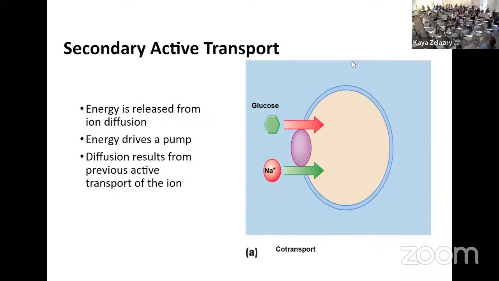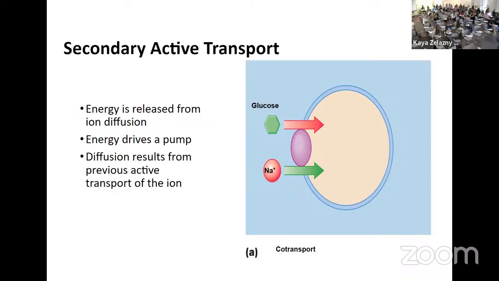So that is an example of primary active transport, because we saw that pump, that word pump usually also tells us that it's primary active transport because a pump directly uses the energy. Secondary active transport, energy is going to be released from the diffusion of really an ion, usually sodium. This is secondary active transport because the first step of this would have been to use, for example, that sodium potassium pump, do primary active transport and set up a gradient.